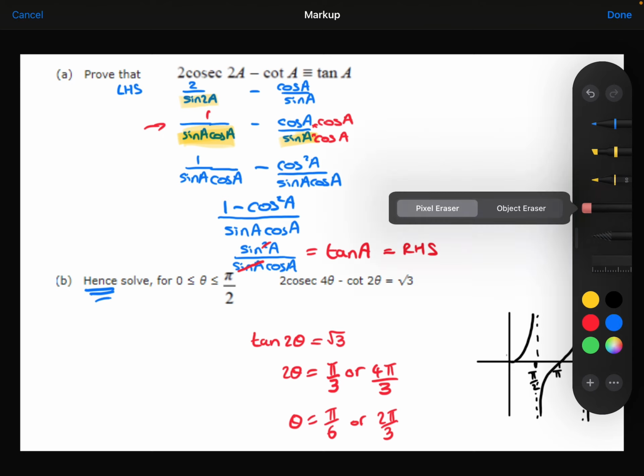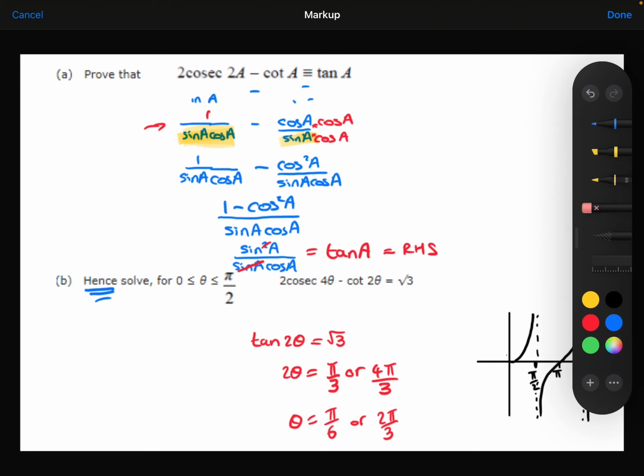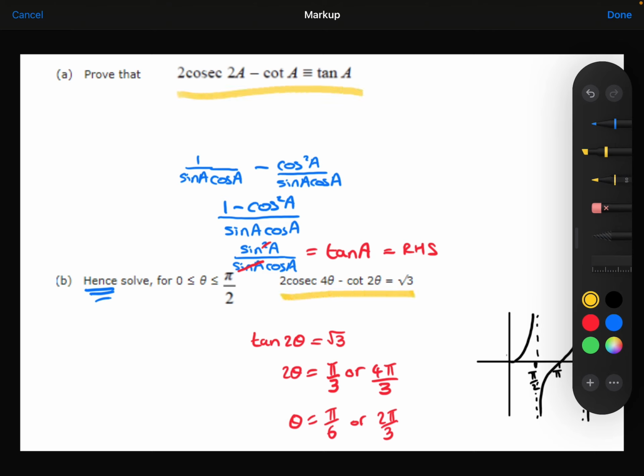Now to do that, I need to think really carefully. I'm going to clear a bit of space, hopefully to make it a bit more obvious. I need to think really carefully about how this links with what I just did. You might be able to see it just by looking at it. I'm going to write it underneath to help the comparison. I've got the 2 cosec 4 theta minus cot 2 theta.